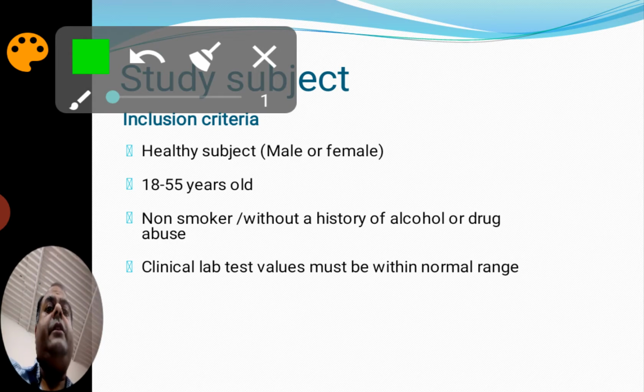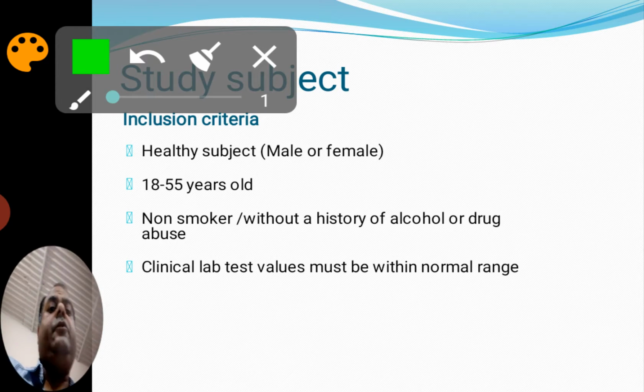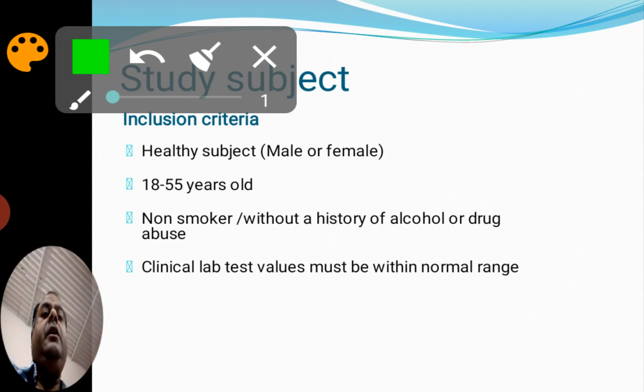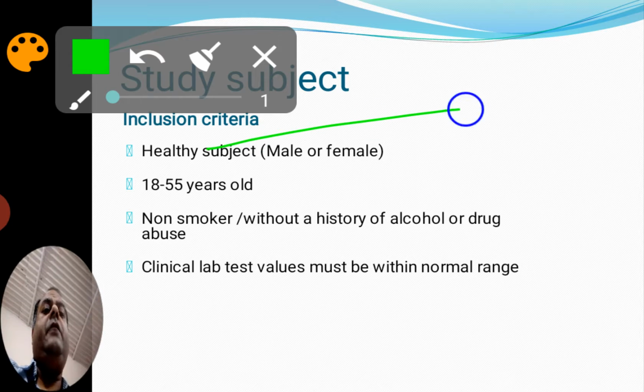Now study subjects. There are some inclusion criteria and exclusion criteria. We need to refer to these criteria before we enroll a subject for our bioequivalence studies. If a subject meets the inclusion criteria, we can enroll him for our bioequivalence study. Now let us see what these inclusion criteria are.